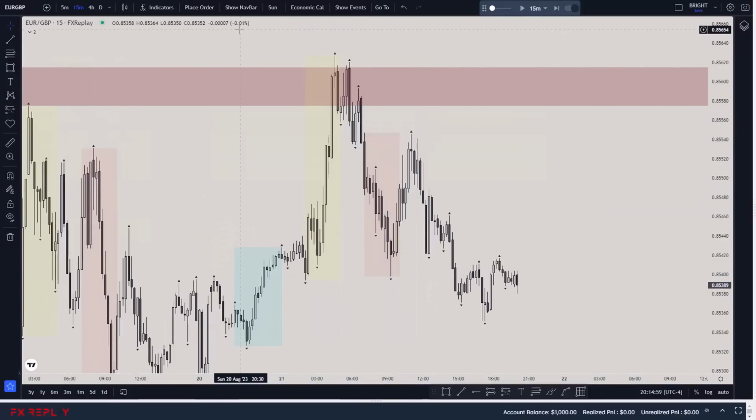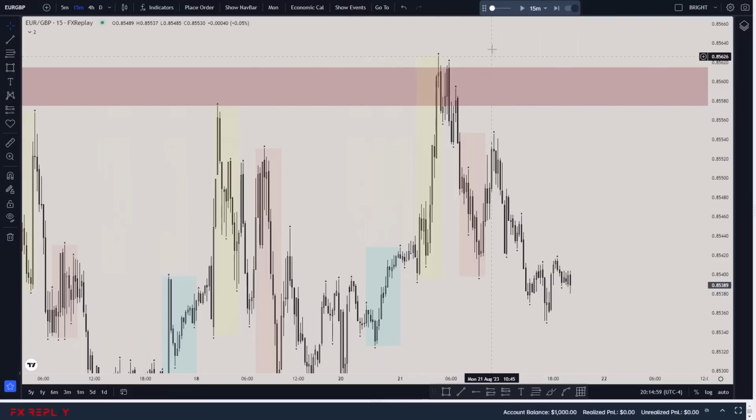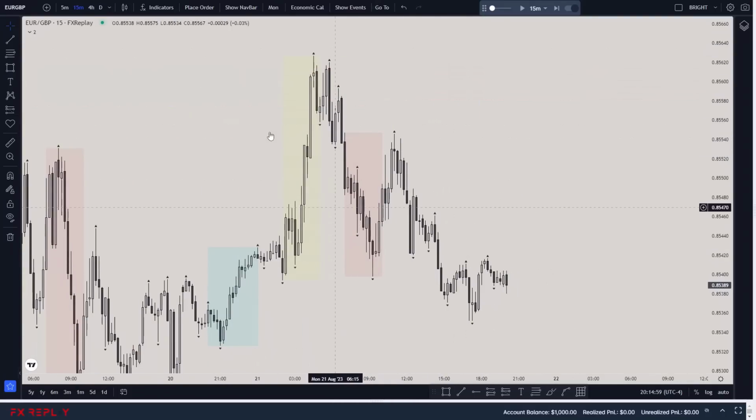We had no entry. Price was too close to the fair value gap. You see, too close. It was out of the kill zone, but this was a nice sweep right here. So we did not get a trade here.